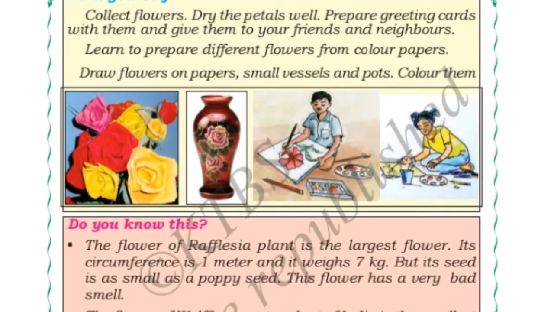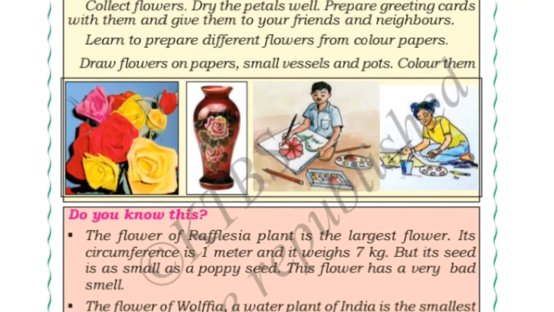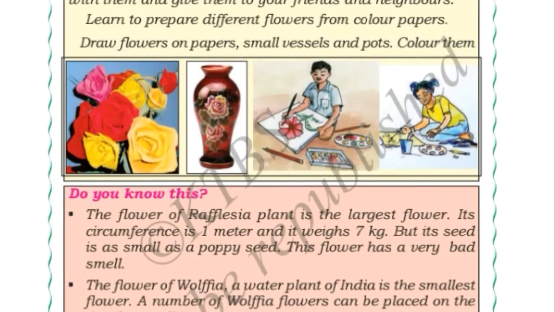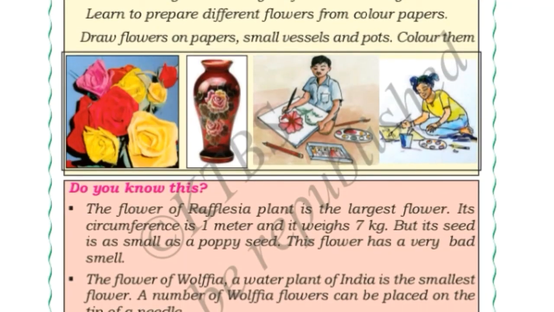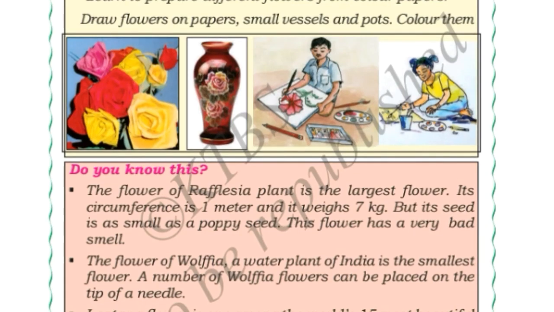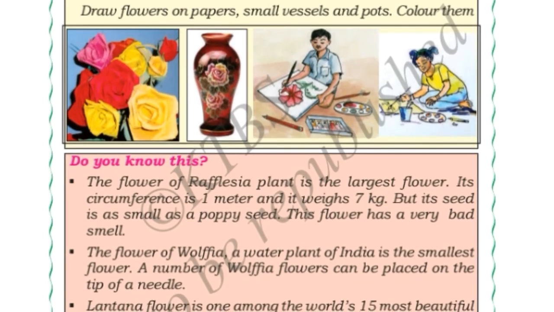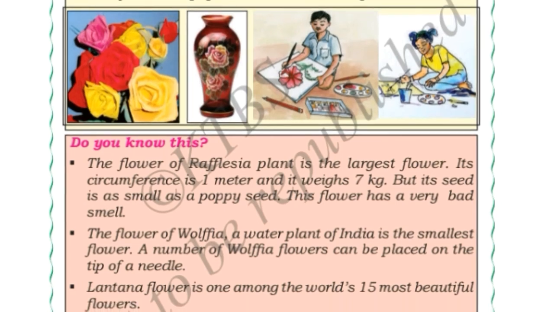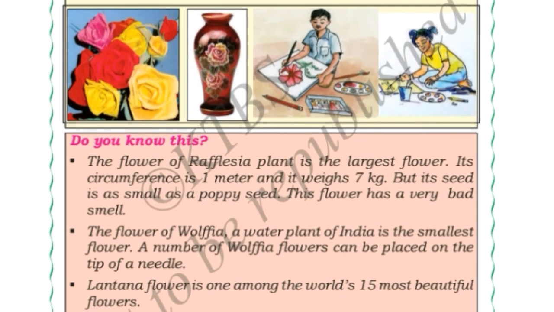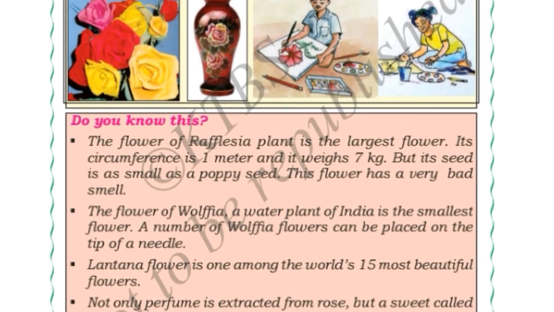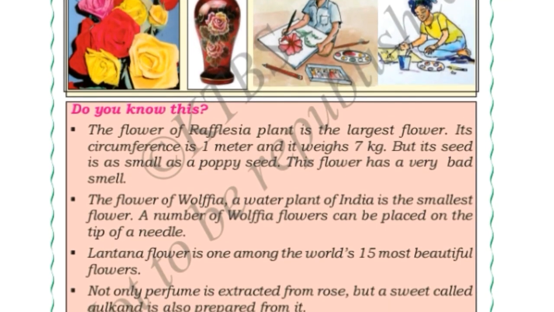Yes. So here some facts are there which most of us don't know. So let us study this. The flower of the Rafflesia plant is the largest flower. Which is the largest flower in this world, children? The flower of the Rafflesia plant. Its circumference is 1 meter and its weight is 7 kg, but its seeds are as small as poppy seeds, and this flower smells very bad.